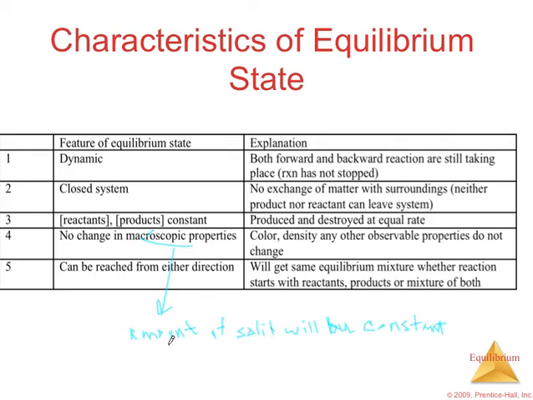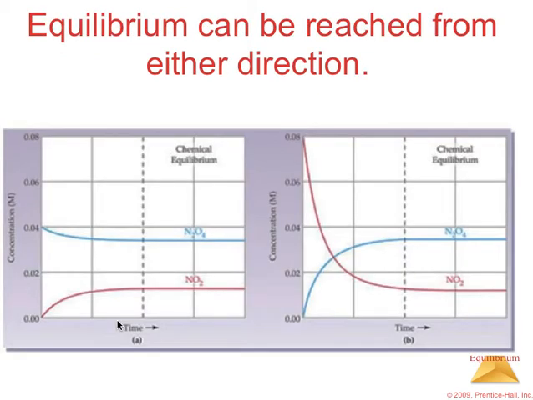And then the last point, point 5, is that equilibrium can be reached from either direction. So you can start with reactants, or you can start with products, or you can start with a mixture of both, and it will reach equilibrium from either direction as long as all of the components are there for the reaction to occur. And this just shows that equilibrium can be reached from either direction in a graphical representation.